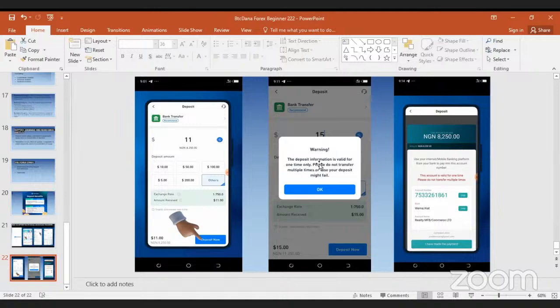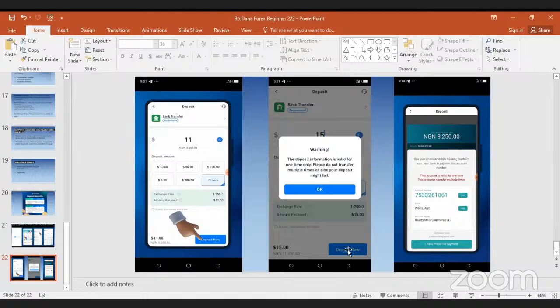So if you take a wrong step, your deposit is going to fail. When you enter the amount you want to deposit here, click on deposit. It's going to bring you to this page. While you are on this page, it shows this warning to you. I've explained the warning, what it means.